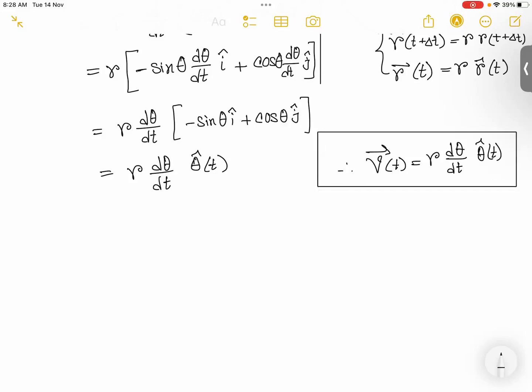Now, so far, what we have done is pure mathematical calculations. There was no physical intuition in that, but now we'll see the physics. So d theta dt, theta is the angular position, right? So how can you define the differentiation of a position?